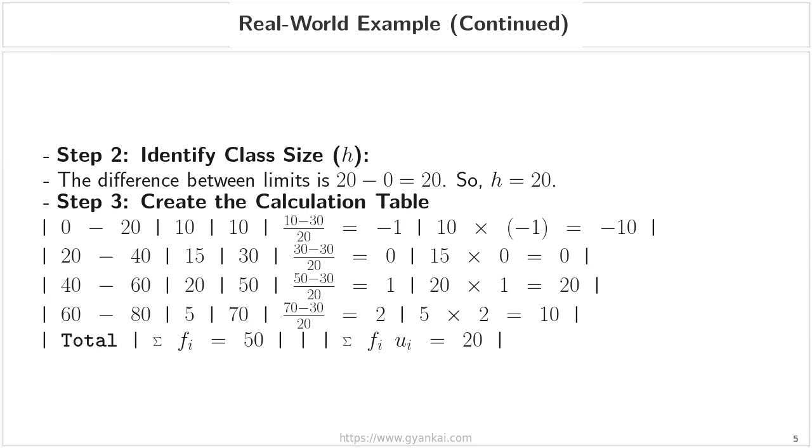To wrap up this table, we need our totals. If we sum up all the frequencies, we get a total frequency, or sigma f sub i, of 50. And if we sum our last column, we find that the sum of f sub i times u sub i, or sigma f sub i u sub i, equals 20. We have all the components we need now to plug these into our main formula in the next slide.